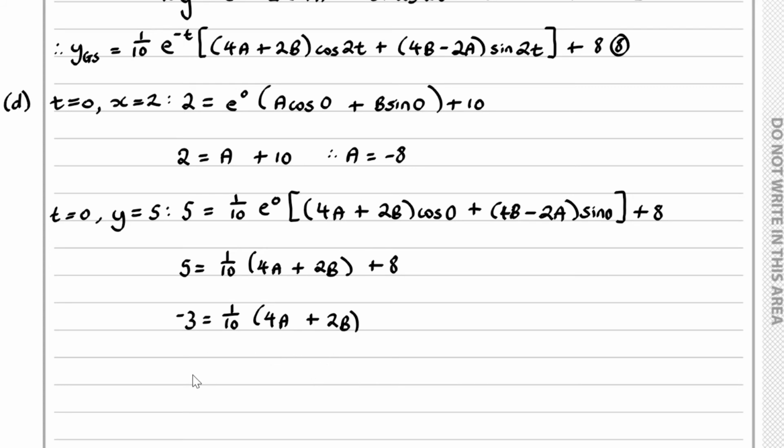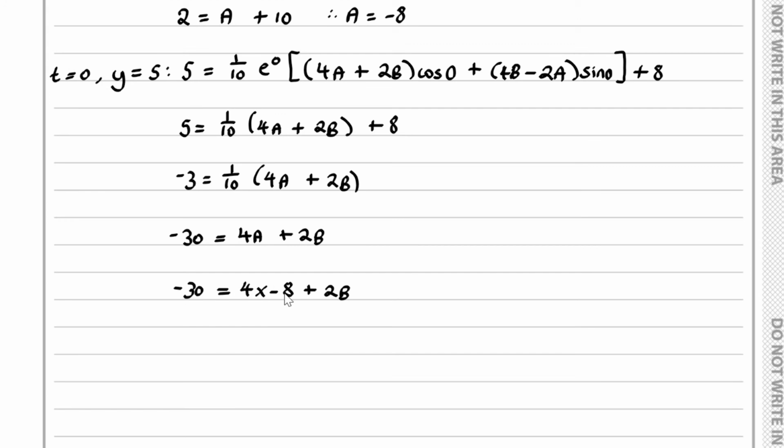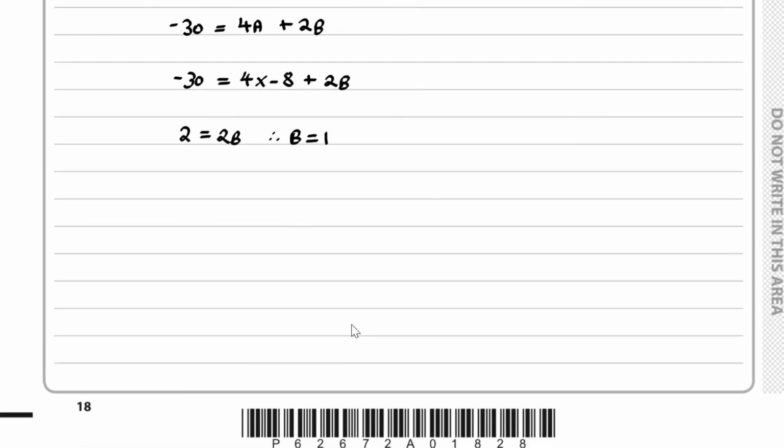So timesing through by 10, minus 30 is equal to 4a plus 2b, and knowing that a is equal to minus 8, minus 30 equals 4 times minus 8 plus 2b. If we rearrange for 2b, here we've got minus 32, so minus 30 plus 32, that's 2. So we've got 2 equals 2b. Of course, b is equal to 1. And now, knowing the values of a and b, we can find out the general solution for x and y.